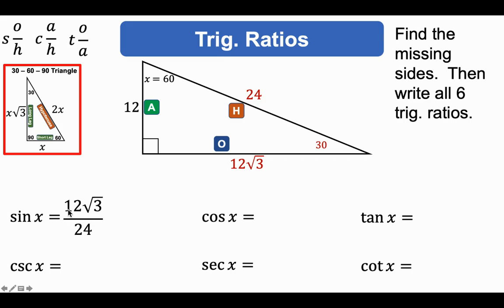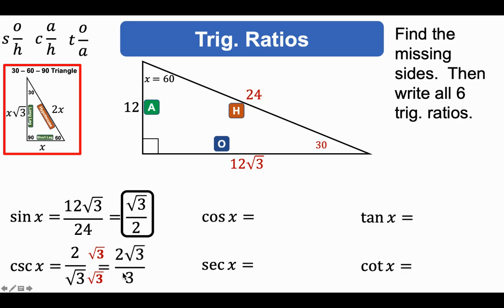Simplify it out. 12 over 24 simplifies down to 1/2. So 1 square root of 3 over 2. And that's it. You don't have to rationalize anything because it's on the top. Flip it over. Now you got to rationalize it. But you're going to multiply by square root of 3's. 2 square roots of 3. Square root of 3 times square root of 3 is square root of 9, which is just a 3.